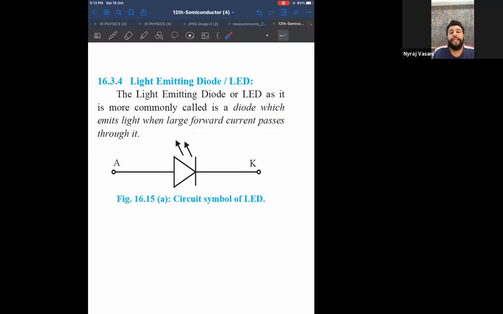That means, do you agree that LED always has to be kept in forward bias? Photodiode, we just studied, is always kept in reverse bias. Please make a note: photodiode is always kept in reverse bias. LED is always kept in forward bias. And when LED is kept in forward bias, a lot of current is passed. Because of that current, light is emitted.